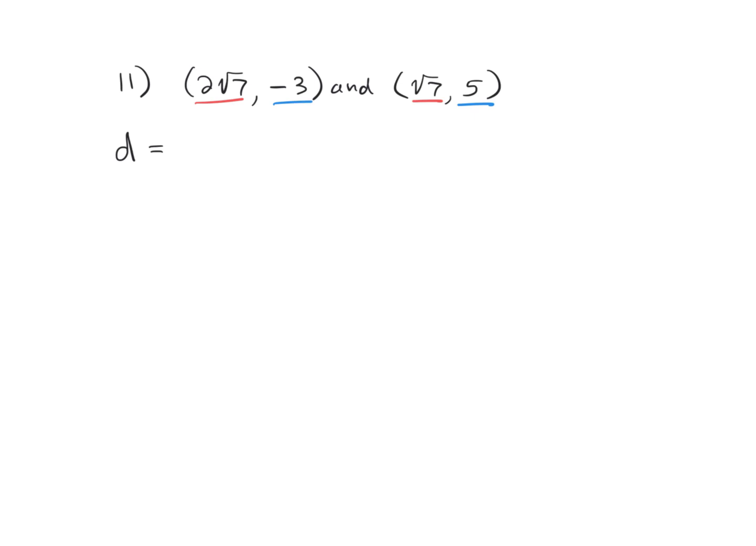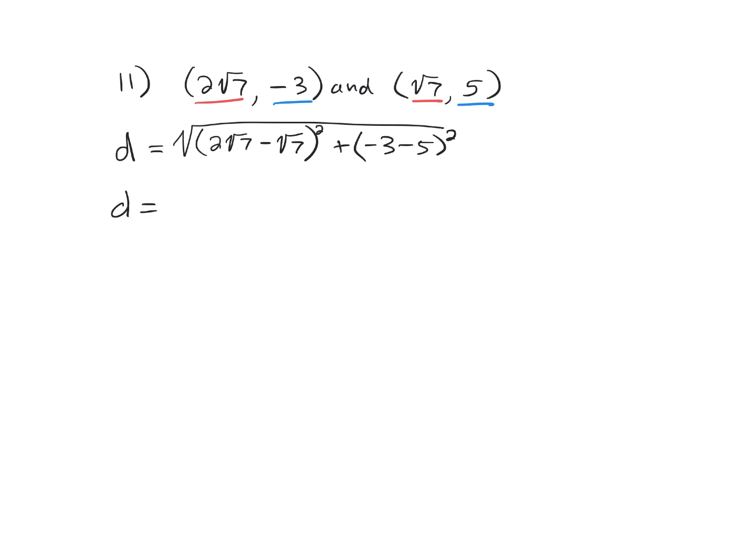Okay, let's look at number 11 because that looks pretty tricky with all of those radicals. But the formula is the same. D equals the square root. Now, inside, in parentheses, I'm going to subtract the x's. So I've got 2 radical 7 minus radical 7. That's what's in red, underlined in red. Squared, and then plus, for the blue ones, that's my y coordinates. I've got negative 3 minus 5, and that's going to be squared.